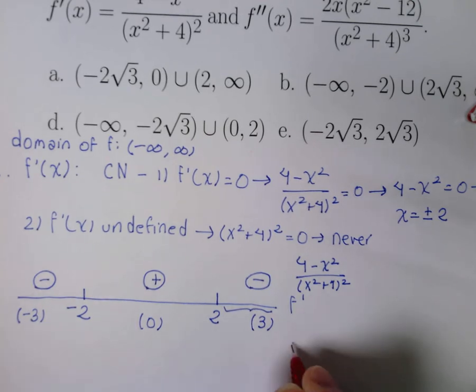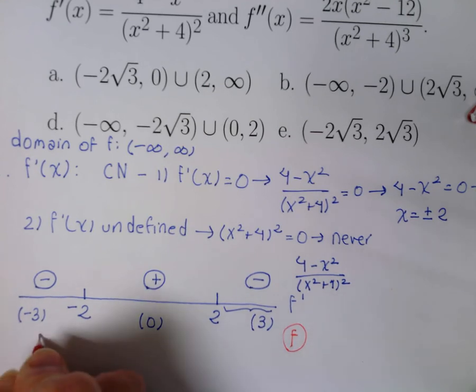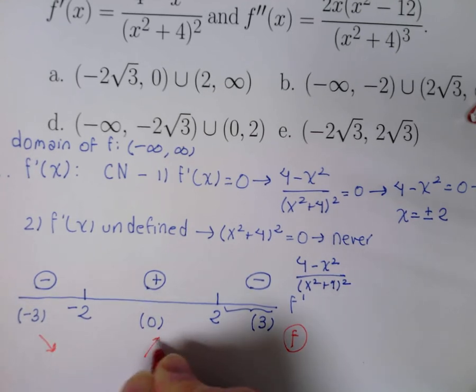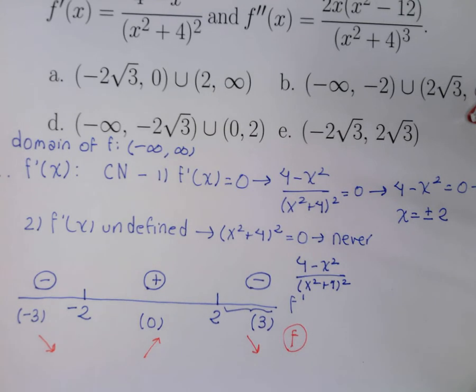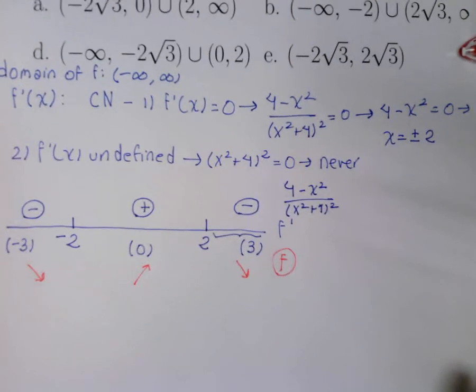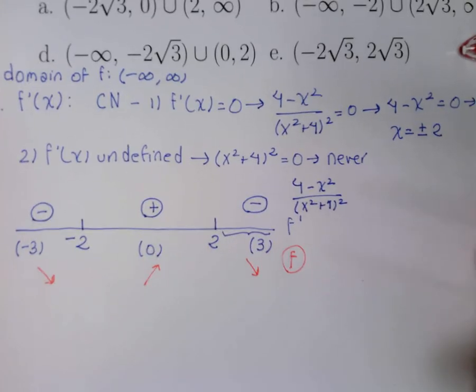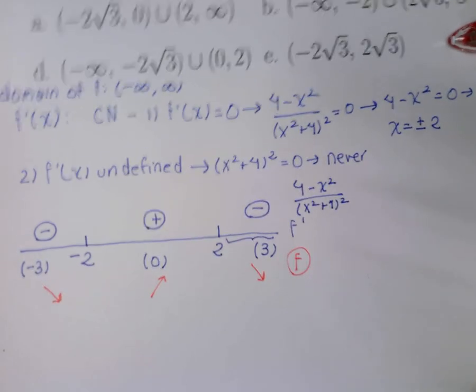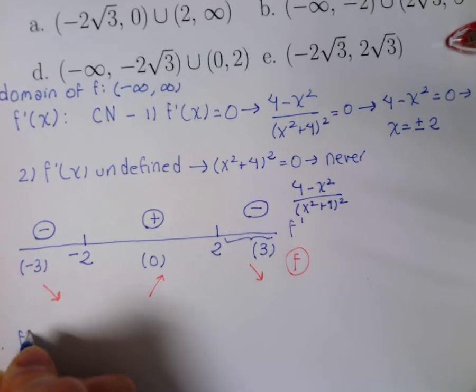Okay, so what does that tell me about the function? It tells us where it's increasing and decreasing. So that's what the function is doing. Okay, now we do the second thing. We do the same thing for f double prime of x. Make sure I've got it here so you can see it. So f double prime of x.